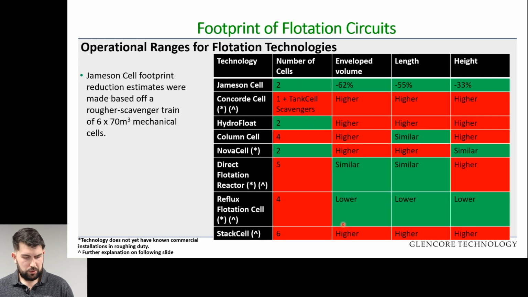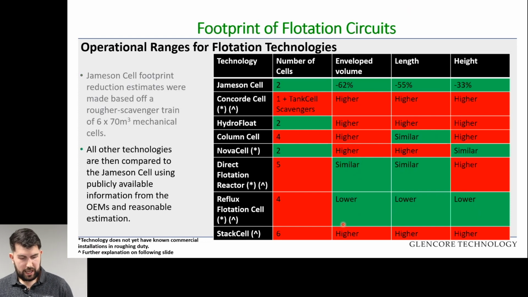So we then moved into comparing the footprints of these technologies. And this can be difficult to do as well because you don't want to compare a single cell to a single cell, because you need to look at a respective duty. And so what we did was we took a basic mechanical rougher scavenger bank that would be 6 70 cubic meter flotation cells. And we used available information on the Jameson cell to calculate what the Jameson cell reduction in footprint would be to compare. And then we compared all the other technologies to the Jameson cell to see where they sit.